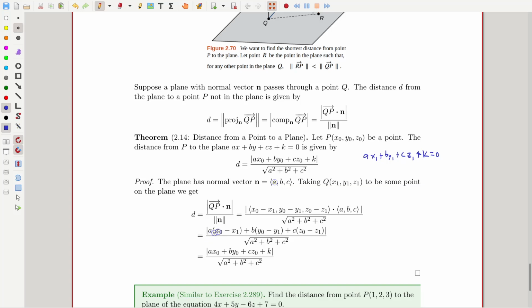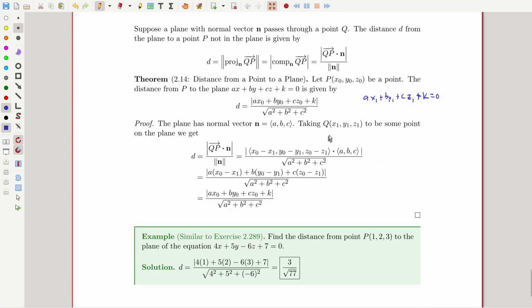And notice that when we do this distribution, we have minus ax1 minus by1 minus cz1, which basically means that we've moved these three terms to the right-hand side, which means that it equals k. That's why k shows up, and that's how we get the formula that is described in this theorem.